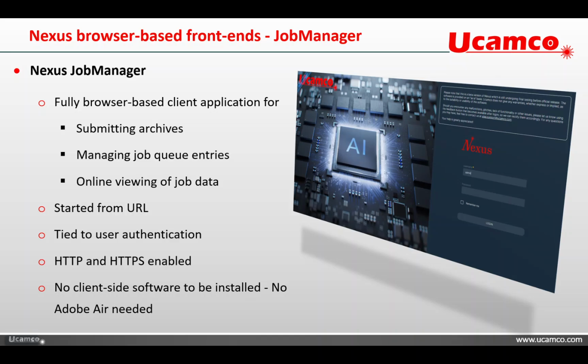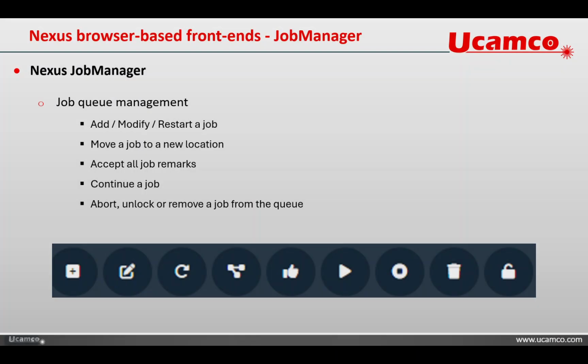JobManager, or all Nexus clients, I would say, are both HTTP and HTTPS enabled. So that's something that is then just a matter of setup. We have an online documentation platform where you will find a whole lot of information about all these new technologies, and this HTTP and HTTPS enabling is part of that. Very important, as it is browser-based, there is no client-side software to be installed, and more particularly the Adobe Air that we have used for many, many years becomes obsolete with this new technology.